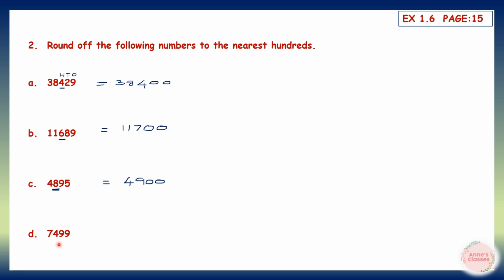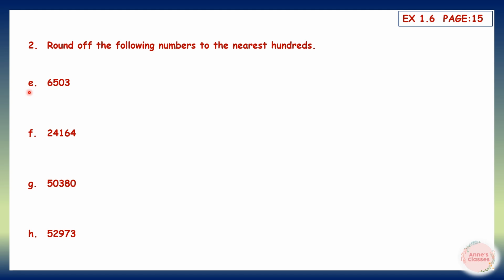In the next number, the digit in the hundreds place, ones, tens, hundreds, is 4. So let's underline that. The digit is 4 and the digit to the right is more than 5. It's 9. That means 4 will increase. It will now become 5. So what is our number now? 7. 4 will become 5 and 2 zeros. So 7,500.